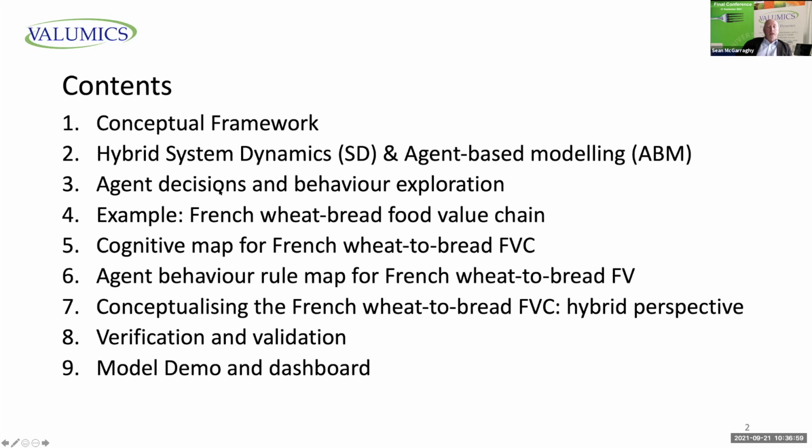We'll focus in on the decisions of the agents, because it is these decisions around things like pricing and level of production and so on that are interesting from the point of view of fairness in a food value chain, which is what we're trying to explore. We will look at one example in particular, the French wheat bread food value chain. Now, you've heard a little bit about this already in some of the presentations, particularly from Ivan for Work Package 5.